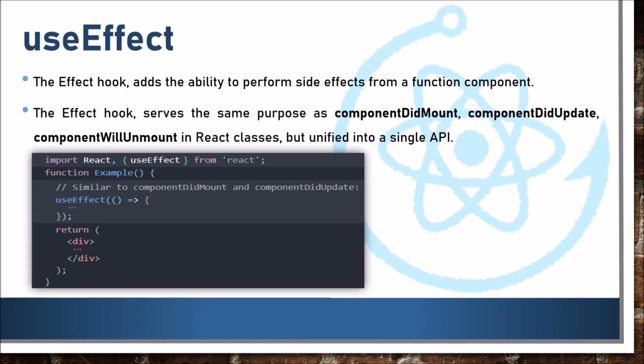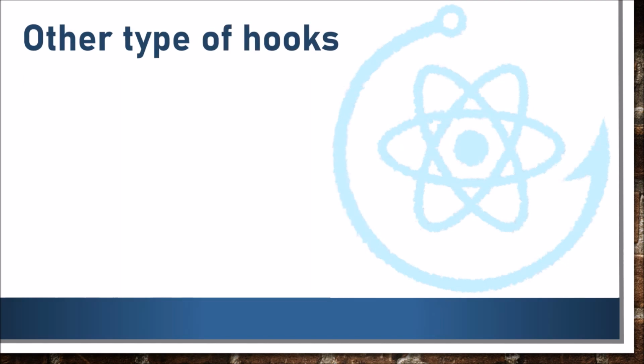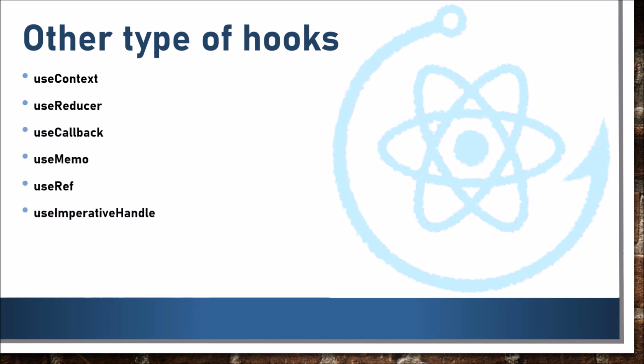Here is the example. Other types of hooks: useContext, useReducer, useCallback, useMemo, useRef, useImperativeHandle, useLayoutEffect, useDebugValue. In this video, we are going to focus only on useState and useEffect. In a coming video, we will learn about other types of hooks also.